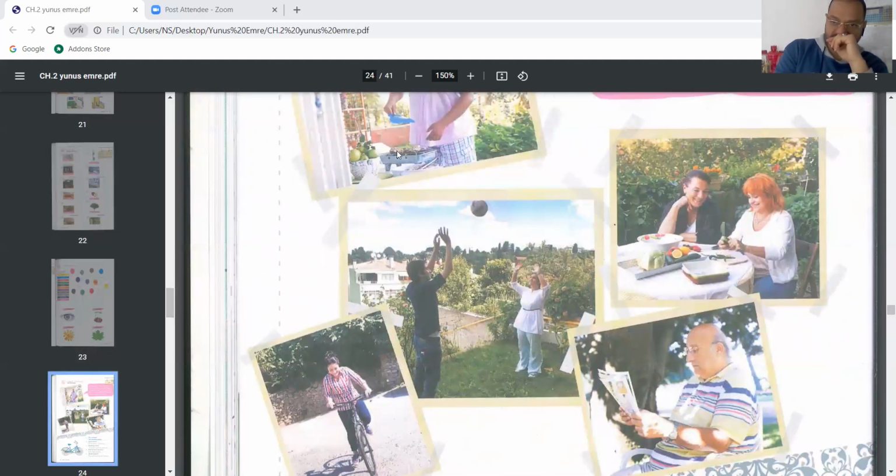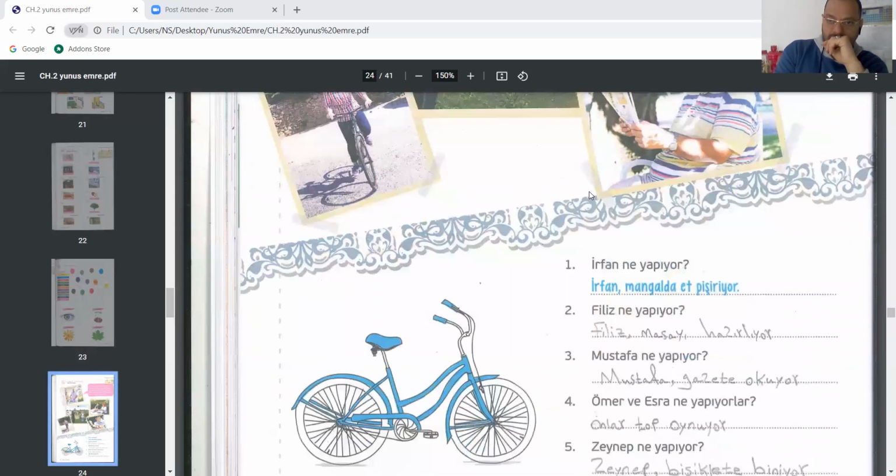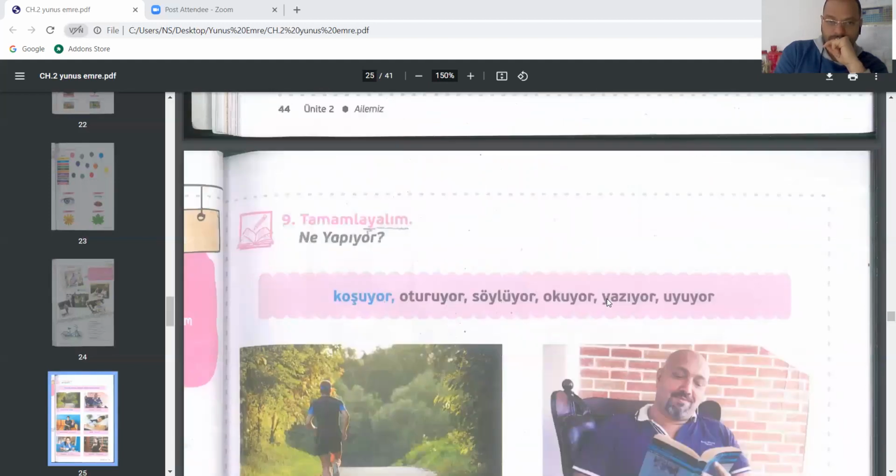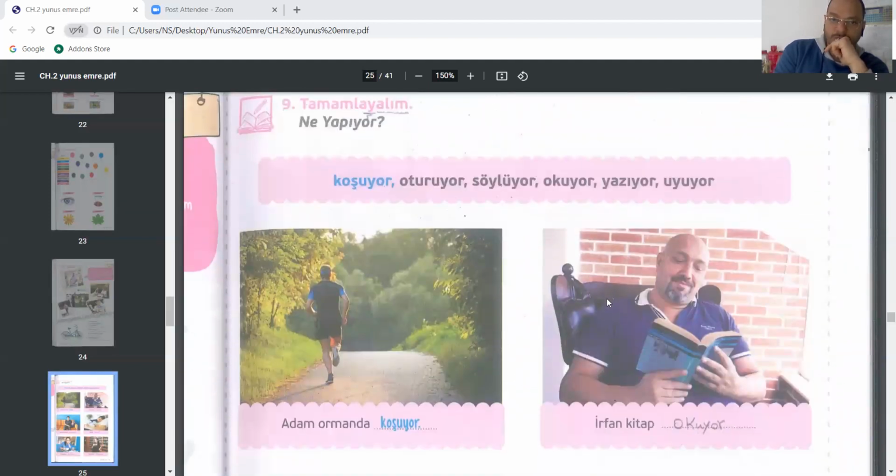All these pictures illustrate to us the activity of all of these people. Erfan ne yapıyor? Erfan mangalda et pişiriyor. Filiz ne yapıyor? Filiz masayı hazırlıyor. Mustafa ne yapıyor? Mustafa gazete okuyor. Omar ve Esra ne yapıyorlar? Onlar top oynuyor. Zeynep ne yapıyor? Zeynep bisiklete biniyor. Tamamlayalım. Ne yapıyor? Koşuyor, oturuyor, söylüyor, okuyor, yazıyor, uyuyor. Here, like we saw, all of these verbs belong to the şimdiki zaman group, the present tense group. Okay?